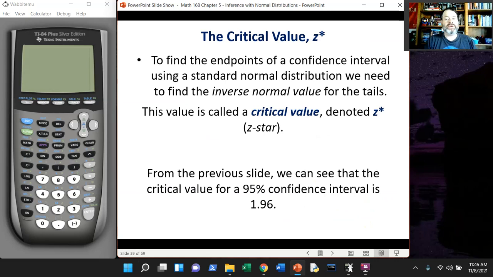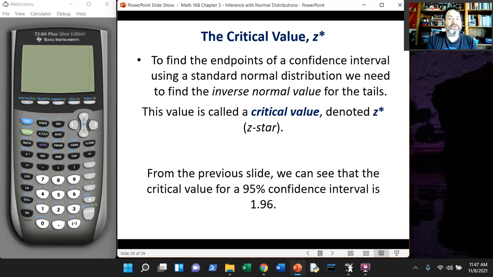And so that's what we call the Z star, or sometimes it's called Z critical or just critical value. They all mean the same thing. And it's the inverse normal value for the tails. So what you have to do in StatKey, it's real easy, right? It's what you did in chapter 3. But on a graphing calculator, finding those Z star values is a little bit tougher.